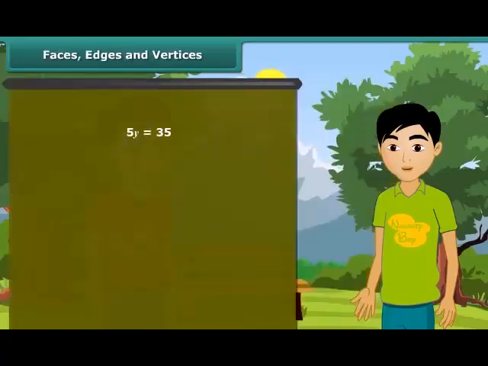Now take equation 5y is equal to 35. To get just y on LHS, we will divide both the sides by 5. So we get LHS which is equal to y and RHS is equal to 7. Hence we get the result y as 7.